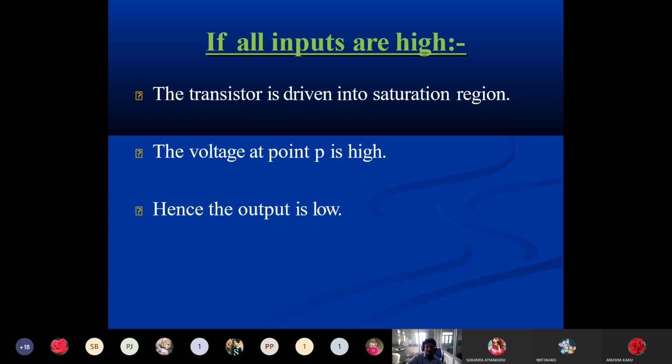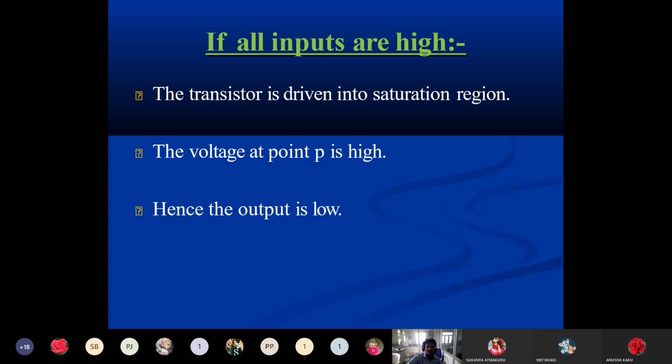Then the voltage at point P is high, hence the output is low. The voltage at point P is high, but the output is low because the transistor will drive that voltage to the ground. So the output will be 0.